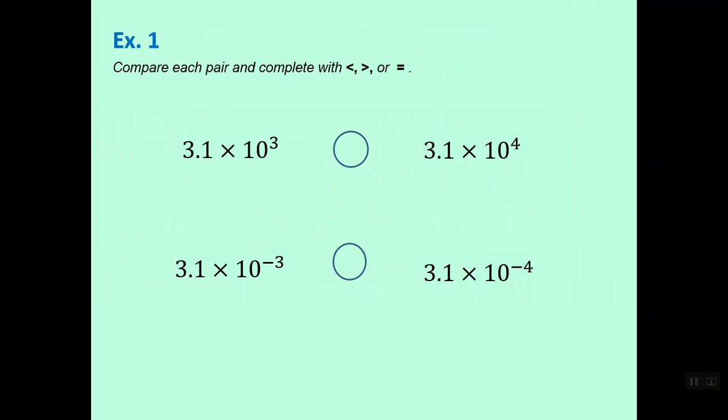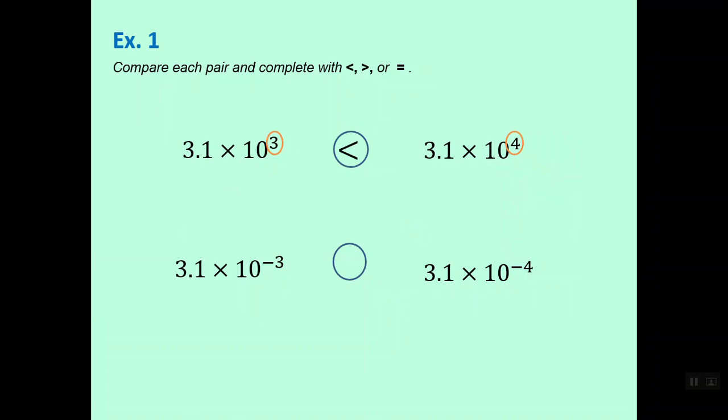So in example 1, we are going to compare each set of scientific notations, and we're going to complete with either a greater than, less than, or equal to. So in example number 1, the top row, we're looking at 3.1 times 10 to the third power, and we are comparing that to 3.1 times 10 to the fourth power. Well, knowing what we know about positive exponents, we know that we are going to be moving our decimal one more space to the right with 10 to the fourth power. So that number is actually going to be larger.